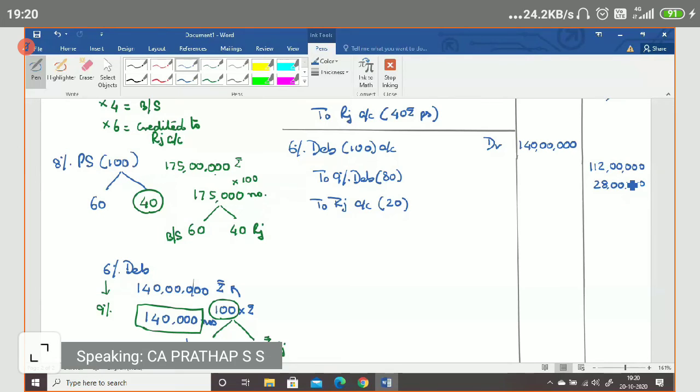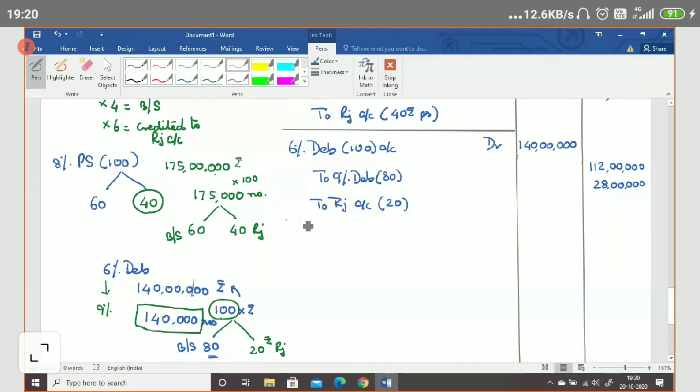And you can write 9%. So 6% debenture. Because we are reducing the principal, okay, we can increase the rate a little. Now what is our job? 28 lakhs we have to credit to reconstruction account. 112 lakhs, 9% debenture to the balance sheet.